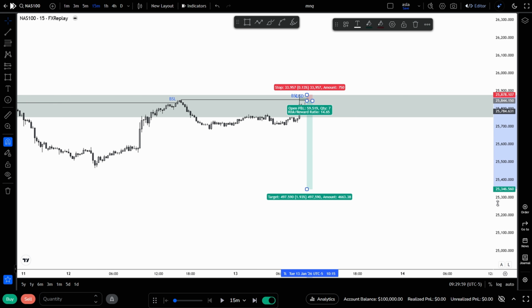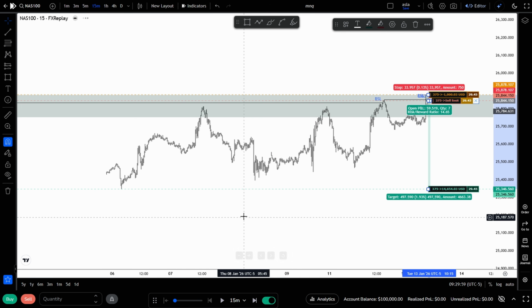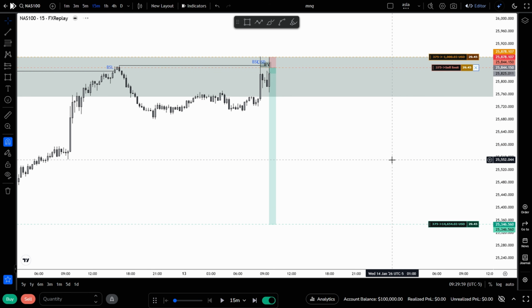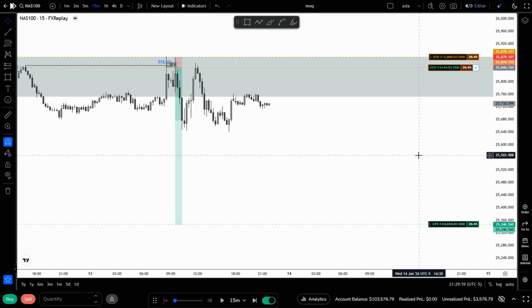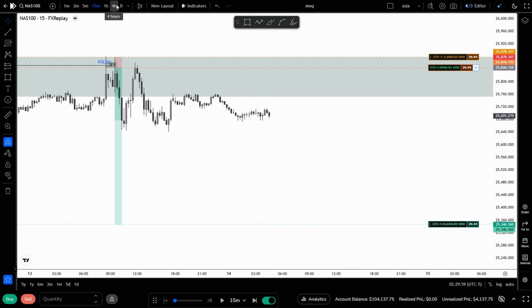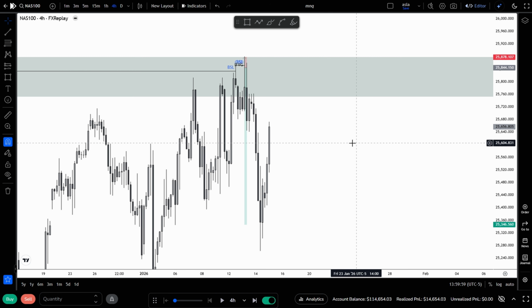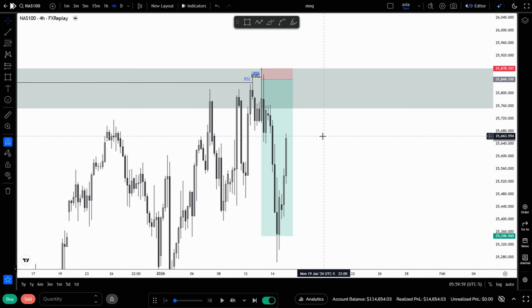For my targets, I am simply going to target the sell side liquidity resting below. Moving forward, you can see how beautifully price comes back to activate my limit order and then move straight into the targets that we were looking for. So this is how you are going to use these significant swing highs and swing lows in your trading.